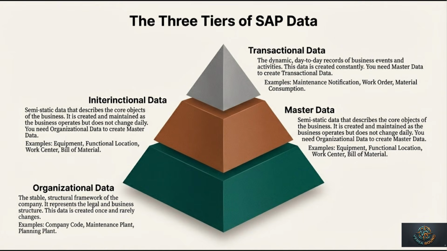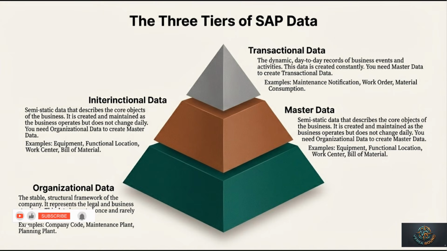Now, let's talk about data. In SAP, data is organized into three distinct tiers. At the bottom, the foundation, we have organizational data. This is the framework of your company codes, planning plants. It is created once and rarely changes.